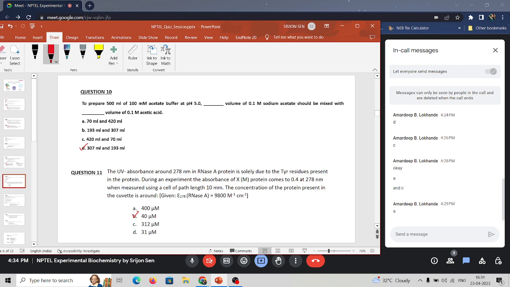So these are the numericals from where there would be questions. So it is A equals epsilon Cl. All the values have been given except for C. So C equals A by epsilon L. A is given as 0.4, epsilon is 9800, and your L is 1 centimeter, which is also equal to 10 millimeter. Okay, great.